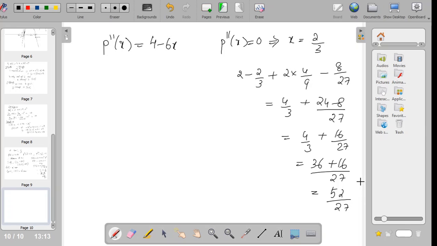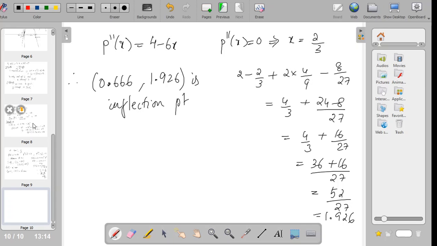So which is equal to 1.926 approximately. So therefore 2 by 3 is 0.66. So 0.666 and 1.926 is the inflection point.